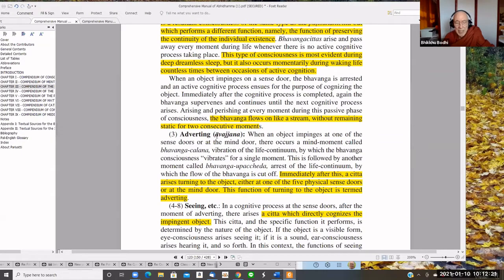Okay, now we come to the inverting, the function of inverting. So this is when an object impinges either at one of the sense doors or at the mind door. Two possibilities here. So then the bhavanga is disturbed, and then the bhavanga is cut off. And then when the bhavanga is cut off, then a citta arises, turning to the object. So that's what's meant by inverting, the act of turning to the object.